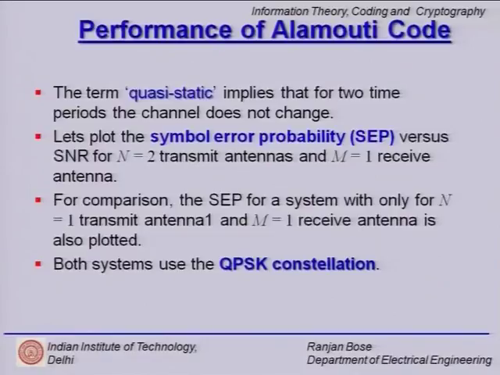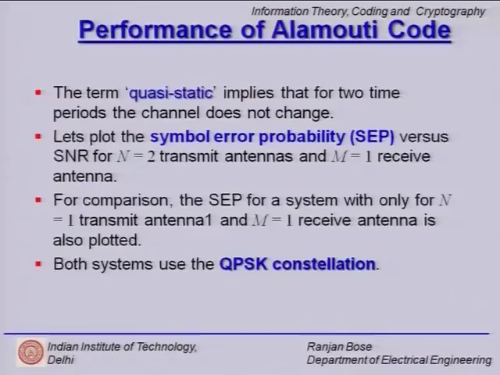So, let us quickly look at the performance of Alamouti code. We have made this assumption of quasi static, implying that the 2 time periods are such that the channel does not change significantly, so H value is maintained. Let us plot the symbol error probability versus the SNR for n equal to 2 transmit antennas and m equal to 1 receive antenna. We had already studied this Alamouti scheme in detail, and let us see how the symbol error probability curve looks like.